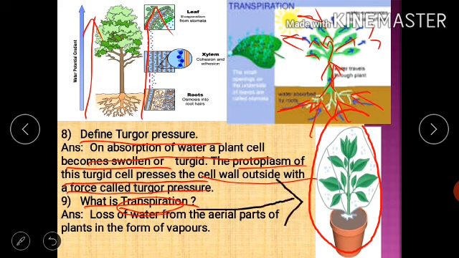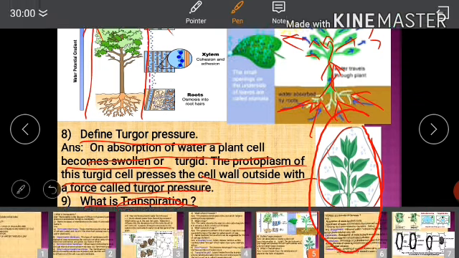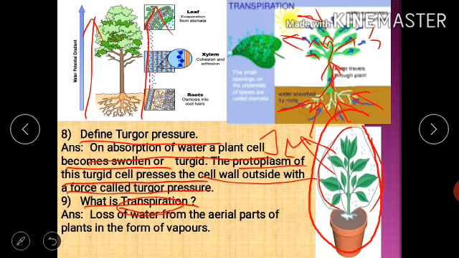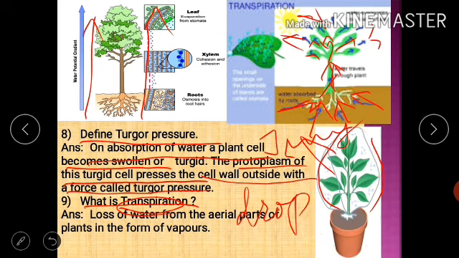In this experiment, we take a small potted plant and cover it with a transparent polythene bag, and keep this setup under the sun for a few hours. Can you see here tiny droplets? These tiny droplets show the transpiration process has taken place in this potted plant.